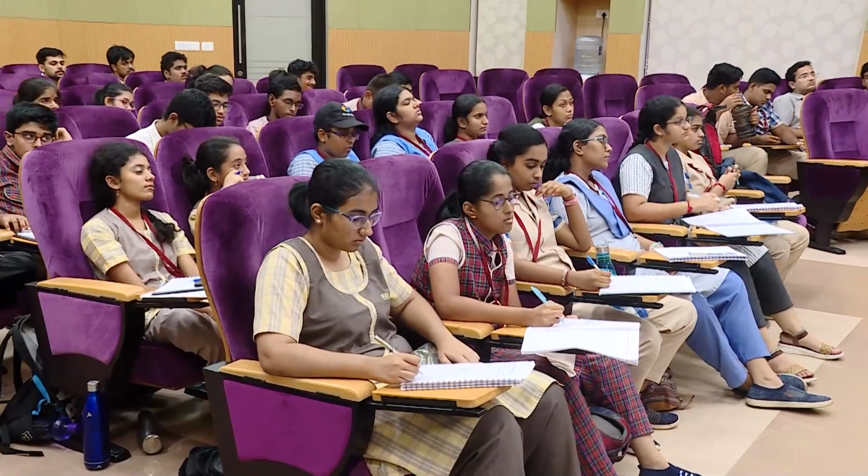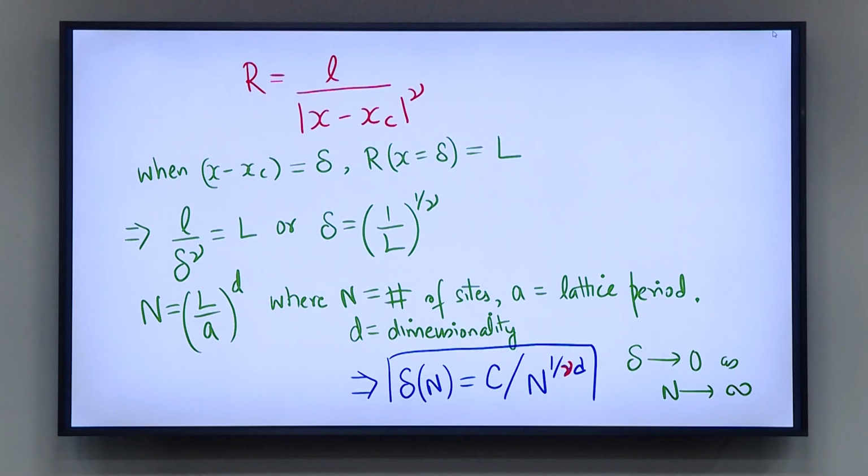Yeah. And we can also connect the L of that imaginary square, the L cross L square, with the number of sites. If you are in D dimensions, the number of sites is L, the length of the square, divided by A, the lattice period, raised to power D.